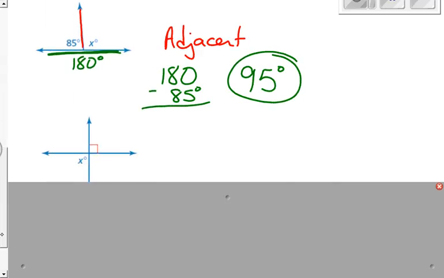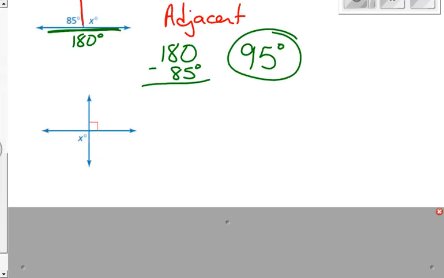And the last problem, we have angle x, and we have this angle right here. Well, do they share a common side? No, they're across from each other, so we know that they are vertical. And we know since the one that has the arrow is 90 degrees, that means x must also be 90 degrees.